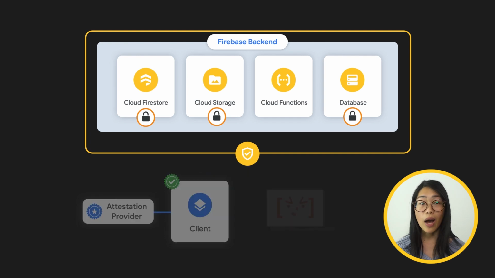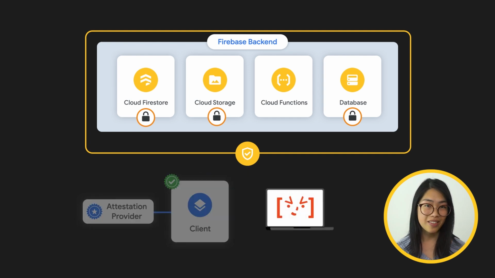Now let's take a look at what happens if an illegitimate app tries to access your backend. Since the illegitimate app doesn't have an attestation provider registered with your backend, it won't be able to obtain a valid AppCheck token. Since it doesn't have this information, this app cannot attach a valid attestation token to the request it sends to your backend.